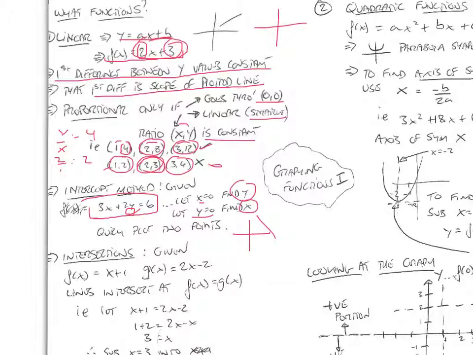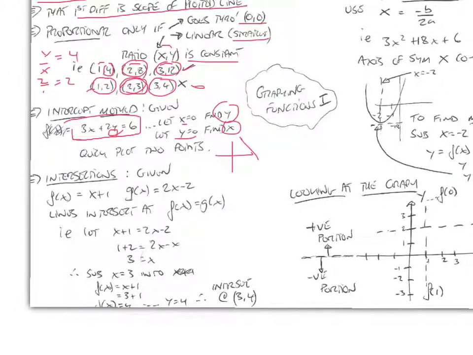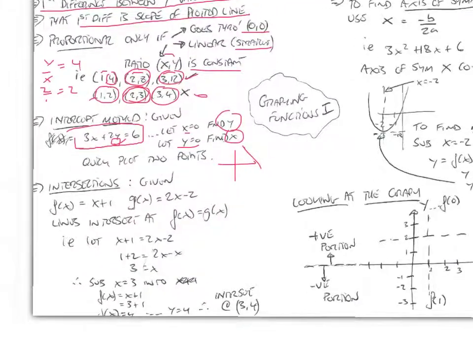Just to note intersections: if we're given one function f of x equals x plus 1 and a second function g of x equals 2x minus 2, then if we were to plot those two lines, they would intersect at the point where f of x is equal to g of x. They would intersect at an x value that, put into both functions, would give us an intersection. So how do we find that x value?